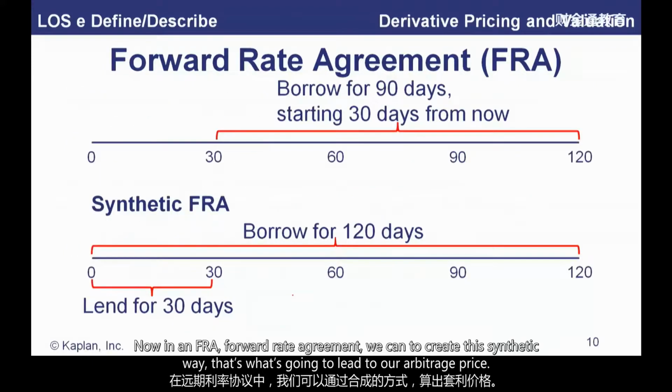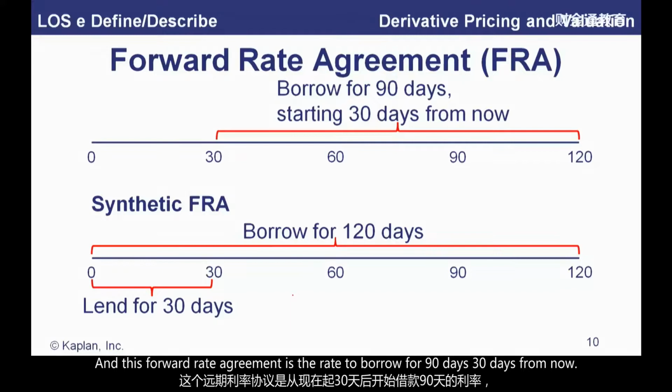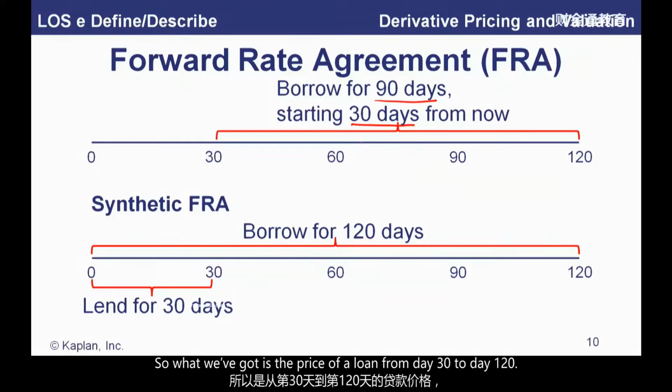Now, in an FRA, forward rate agreement, we can create this synthetically, and that's what's going to lead to our arbitrage pricing. So look at this top line here. We want a forward rate agreement, and this forward rate agreement is the rate to borrow for 90 days, 30 days from now. So what we've got is the price of a loan from day 30 to day 120.